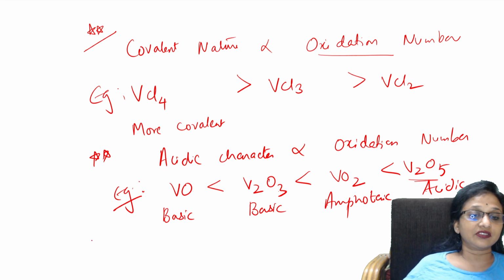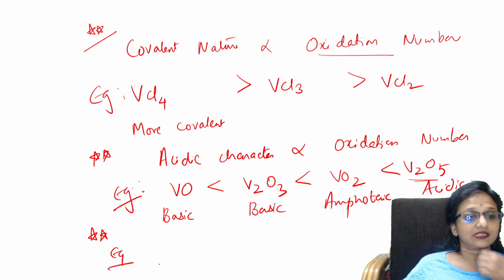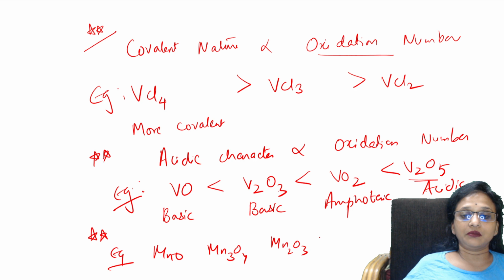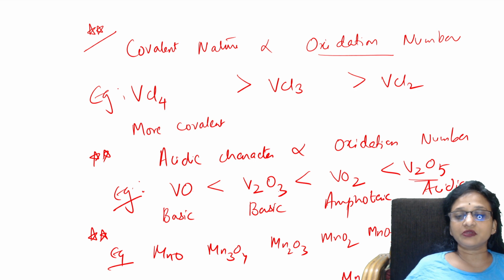Next important thing which you should remember, students. Yes, one more I'll give you as an example. Say this. MnO, Mn3O4, Mn2O3, MnO2, MnO3, Mn2O7. Now you only tell me, students, Mn2O7.